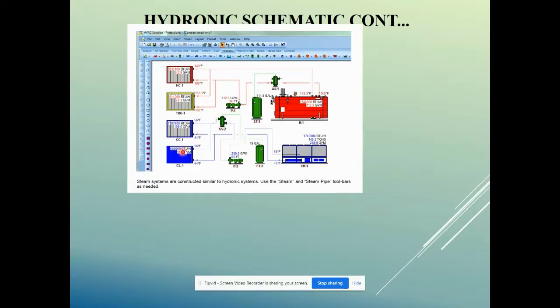And from this schematic, you can automatically see the load for the cooling coil, the load for the space, and also for the chiller in BTU per hour or tons of refrigeration. You can also see the gallons per minute of water for the whole chiller.